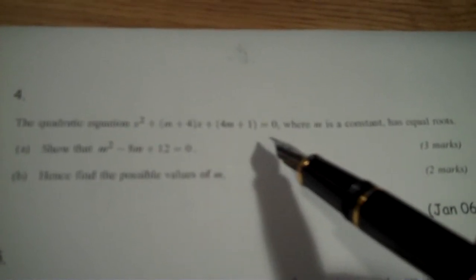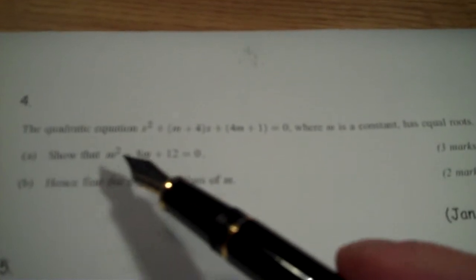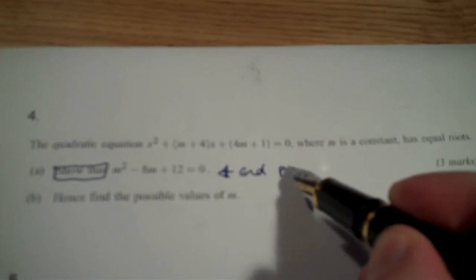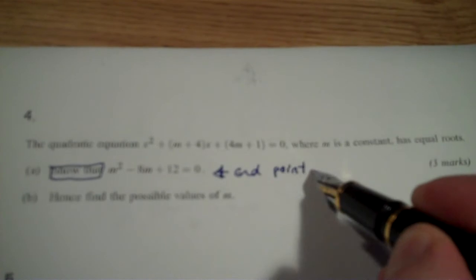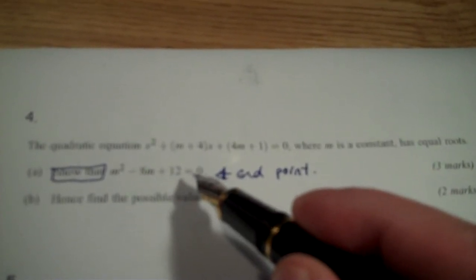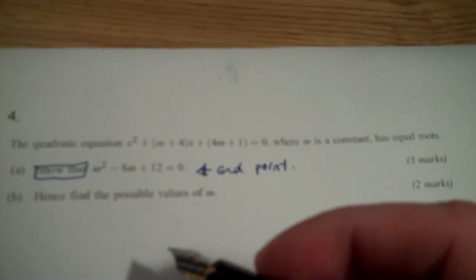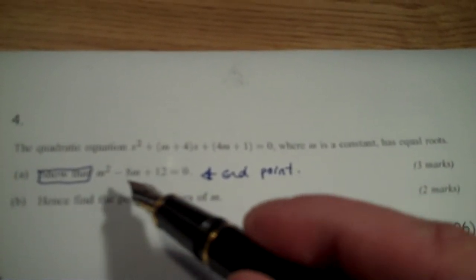It gives you some information. The quadratic equation, blah de blah, has equal roots, and then it says show that this. Now the words "show that" mean we need to end up with that quadratic equation. The given thing in a "show that" question is the end point. If you look at it at the beginning of the question, you probably haven't got a clue where it comes from, and that can be off-putting. So the secret is to say, that's the end point.